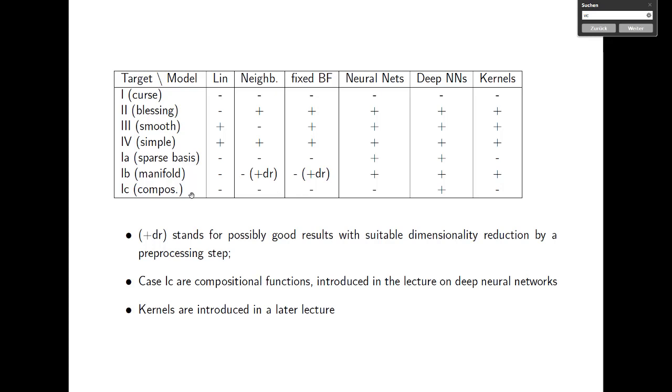And the last class is a class of composable models. So that will be in discussion of deep neural networks. So no methods can really exploit it except for deep neural networks. And that's supposed to be the reason why deep neural networks work so well, because they reflect functions which have this composable structure and which occur in many applications in nature. Okay, thank you very much.